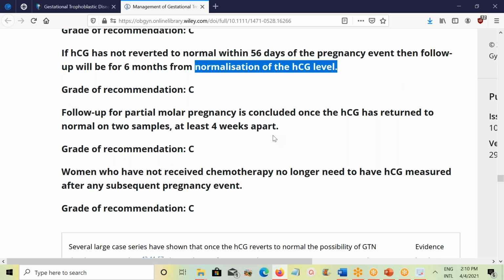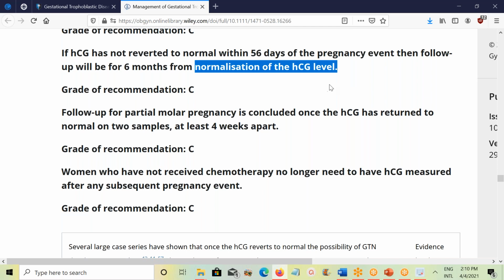So in the second point, if HCG has not reverted to normal within 56 days of the pregnancy event, then follow-up will be for 6 months from normalization of the HCG level. So we wait until the HCG is back to normal, and then we continue from that to 6 months. Yes, we'll count from that.